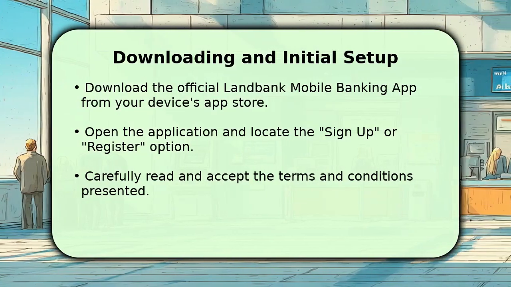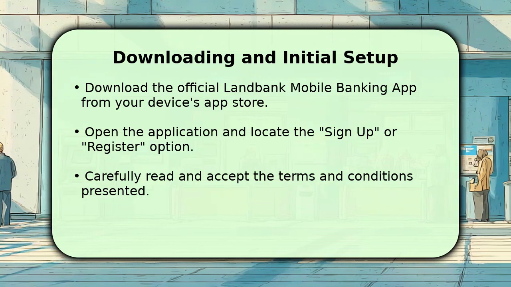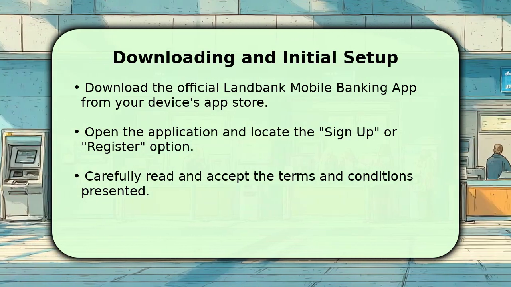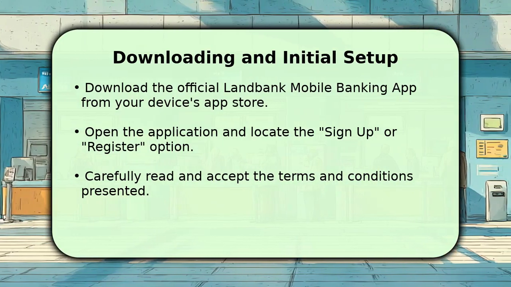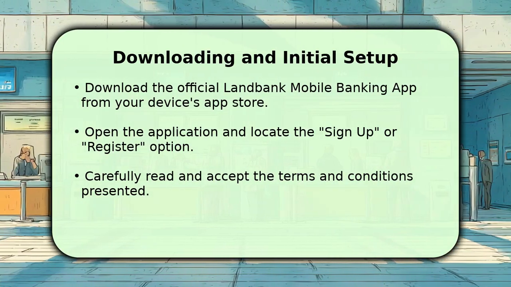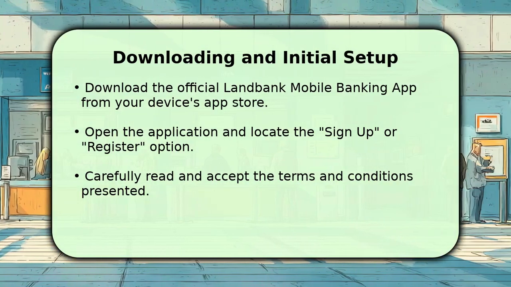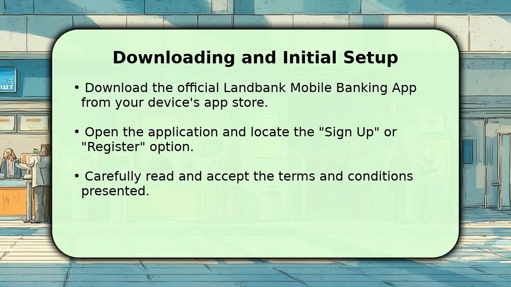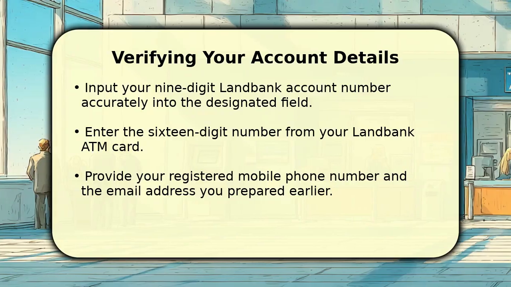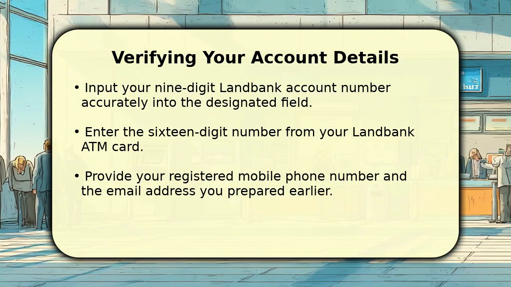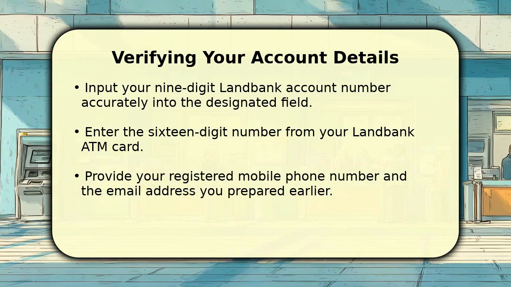Start by downloading the official Landbank mobile banking app from your device's app store, searching for Landbank mobile banking. Once installed, open the application and look for the clear Sign Up or Register button, usually found on the main screen. Before proceeding, please take a moment to read through the terms and conditions thoroughly, then accept them to continue with your enrollment. Next, carefully input your full 9-digit Landbank account number, ensuring no digits are missed or entered incorrectly.